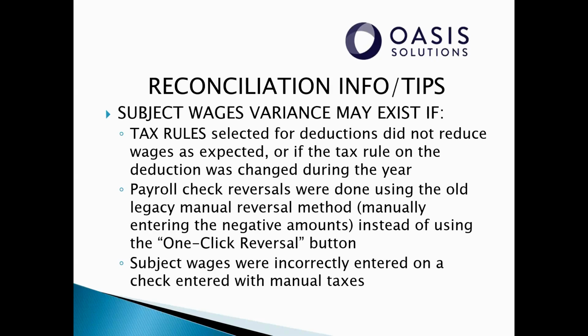Another way is if you had a check where you entered manual taxes. If you had inadvertently or incorrectly entered the subject wages, that can cause the variance. So those are 3 different ways that we often see cause variances on your subject wages. Obviously, doing reconciliations will help you find those, and we can assist you in correcting those if you find them.